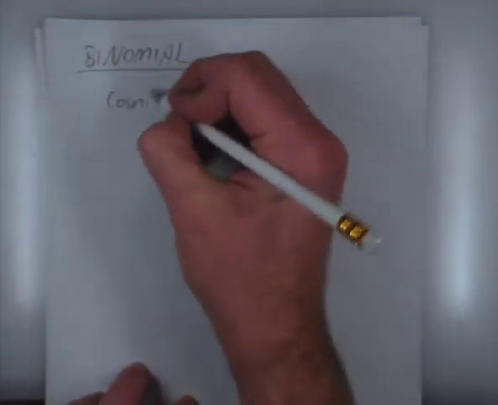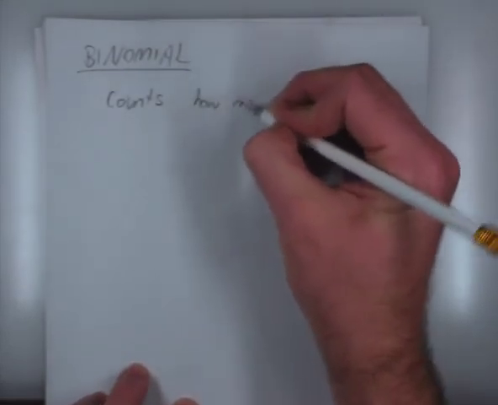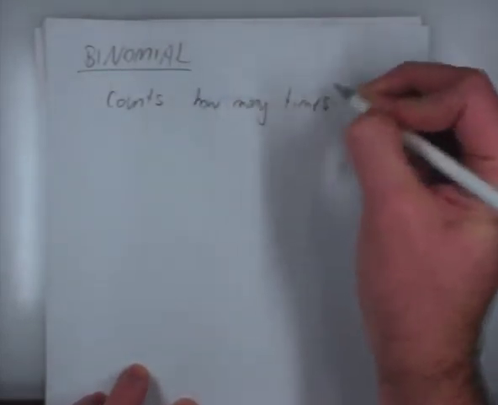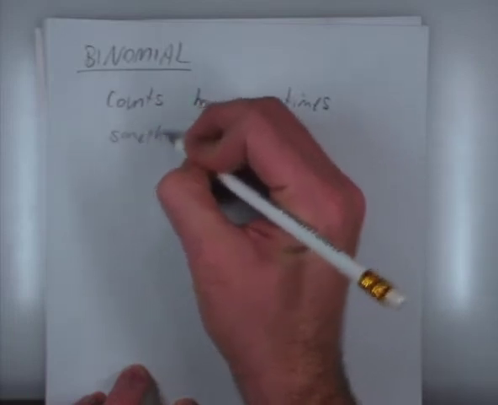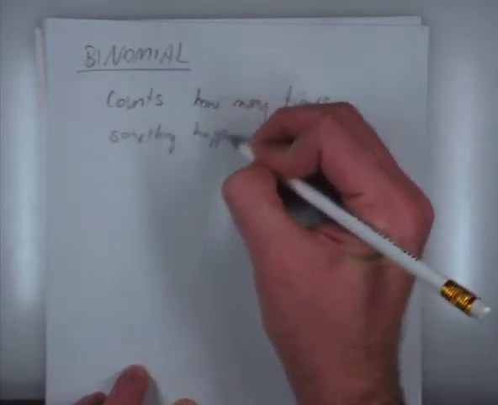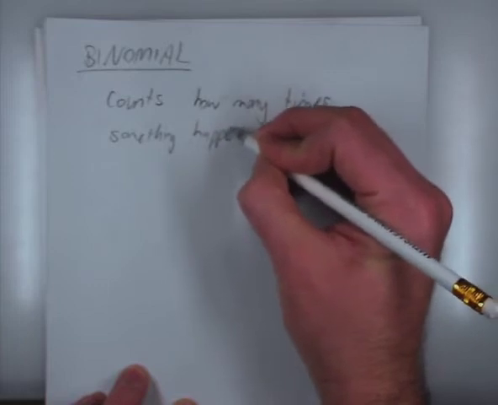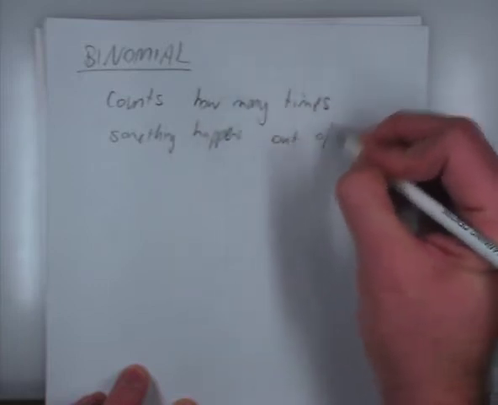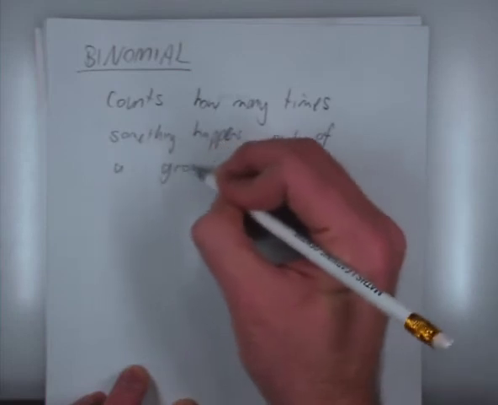So a binomial variable is a number, and what it does is it counts how many times something happens. If you get a collection of objects, it counts how many of them are of one type compared to another. That's really what it does. So it counts how many times something happens out of a group, basically.